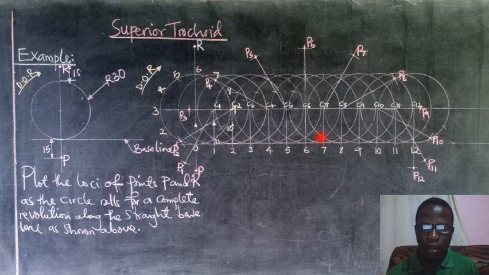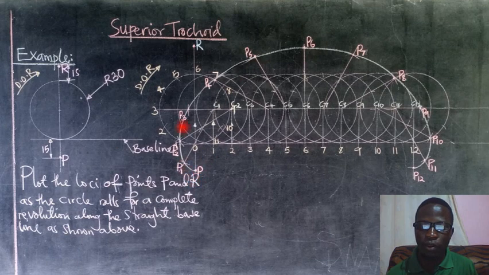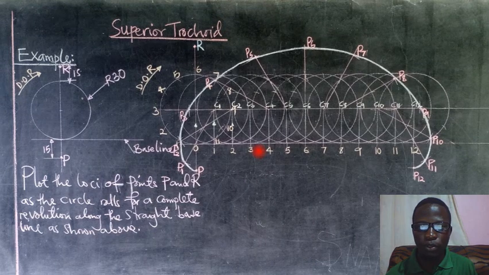Now what you're going to do, you're going to join those points using a free hand. And when you join, you come up with those points making a curve like that. And that is a superior trochoid. And you can just outline that curve to have it complete.